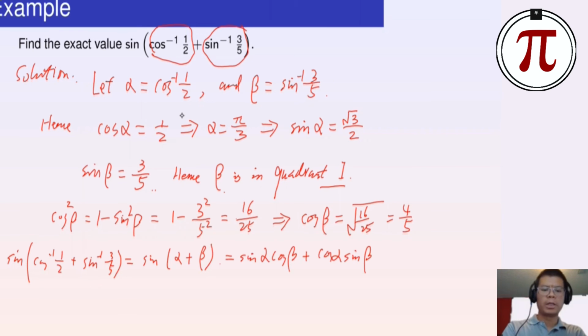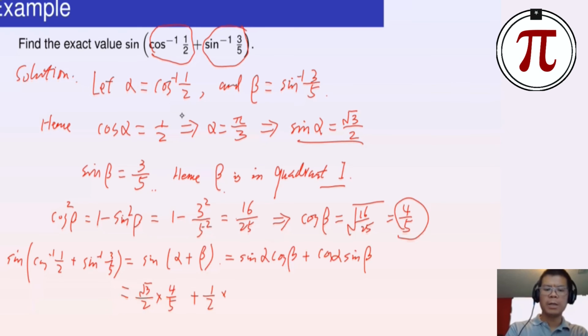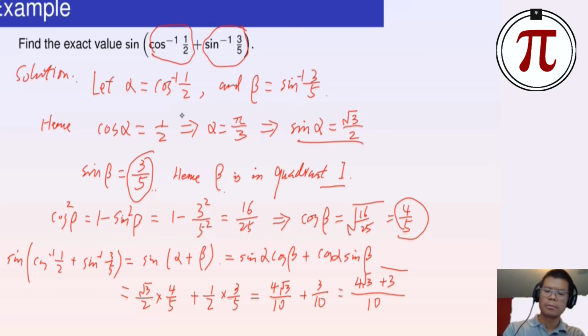Therefore we can just plug in: sine alpha is square root of 3 over 2 times cosine beta, 4/5, plus cosine alpha, 1/2, times sine beta, 3/5. So this one equals 4 root 3 over 10 plus 3/10. Good.